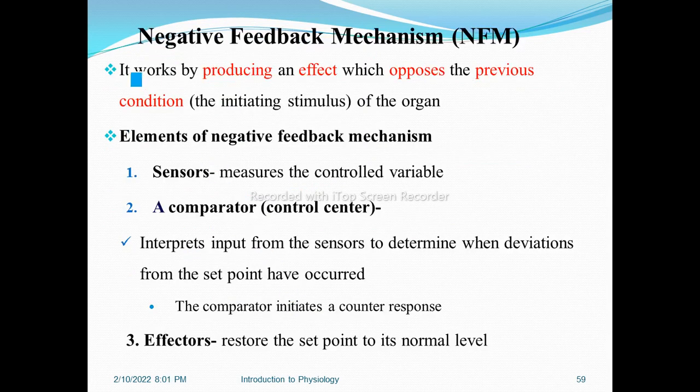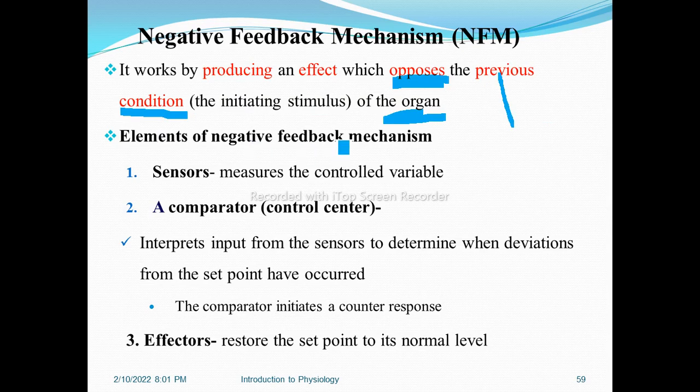The negative feedback mechanism works by producing an effect which opposes the previous condition, the initiating stimulus, or by opposing the previous condition of an organ. That means if something increases, it makes it decrease. If something decreases, it makes it increase. If there is any deviation, it works in opposition to that deviation. That means a counter reaction.